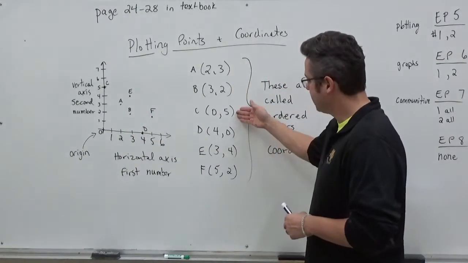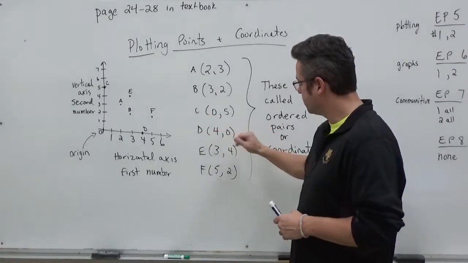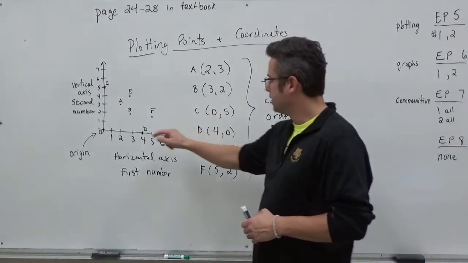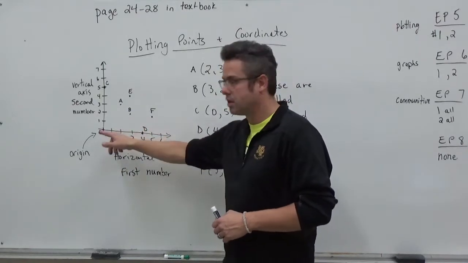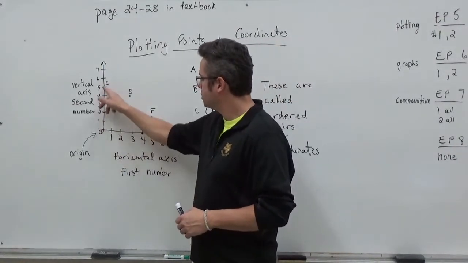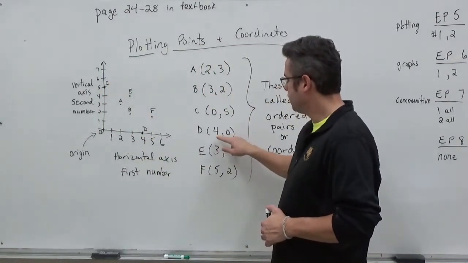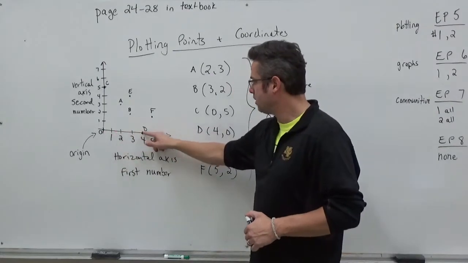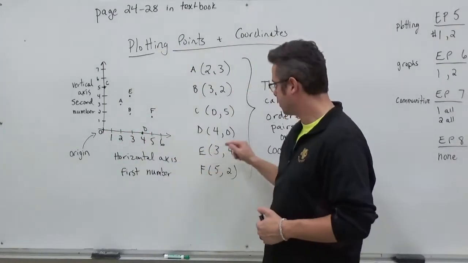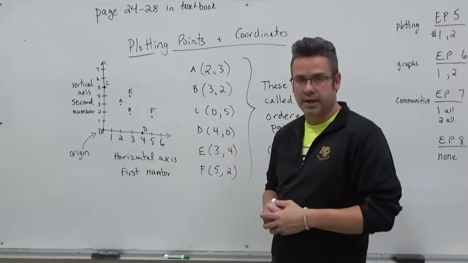And you can see the same for C, D, E, F. Now C and D are a little tricky because they have zeros in them. So moving 0 on the horizontal axis means you stay right here. And then 5 on the vertical means you go up 5. Boom. There's point C. Same thing here. You go 4 on the horizontal, but then 0 on the vertical. You stay right on the line. So there's a way to plot points.